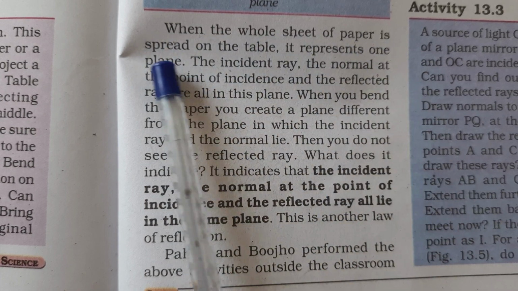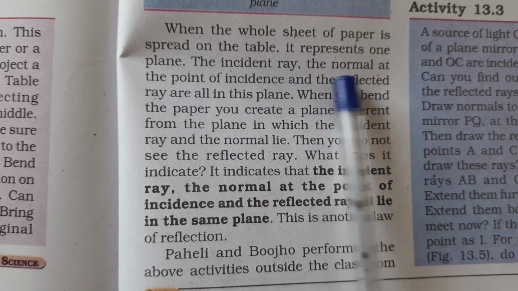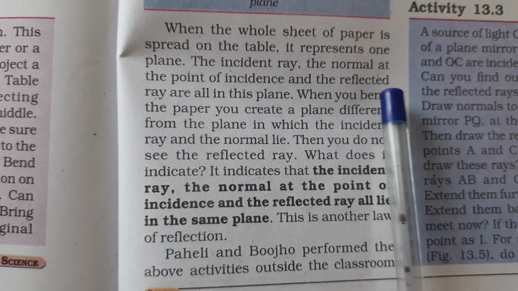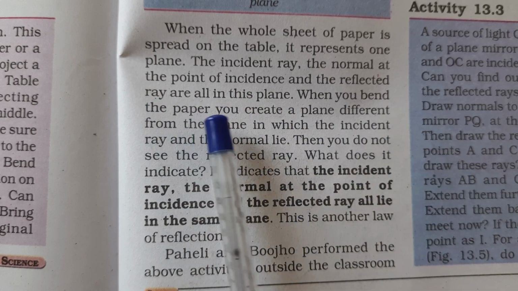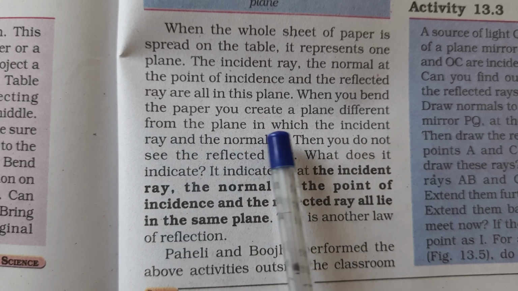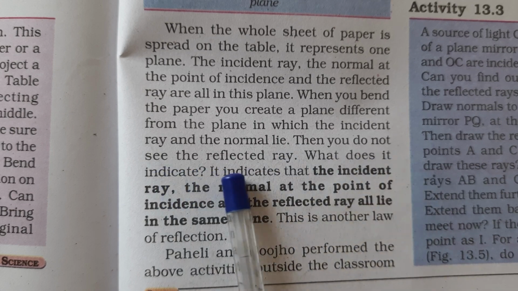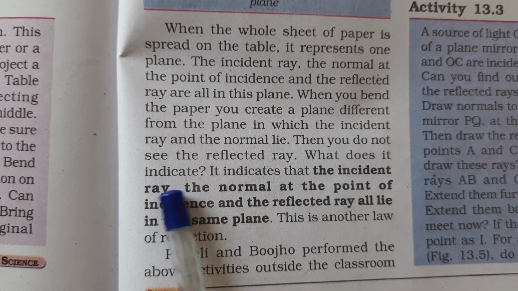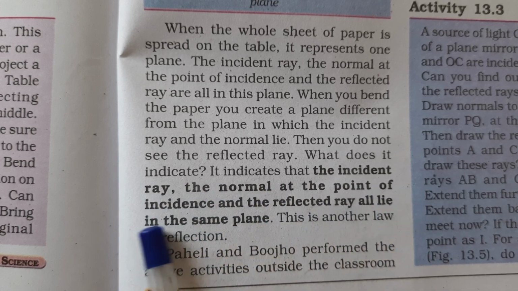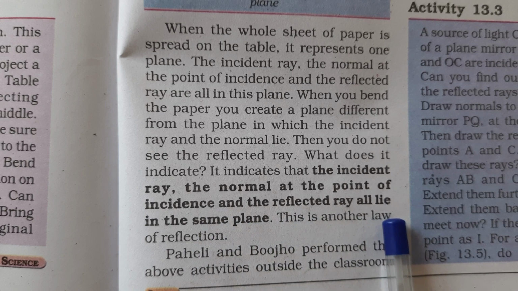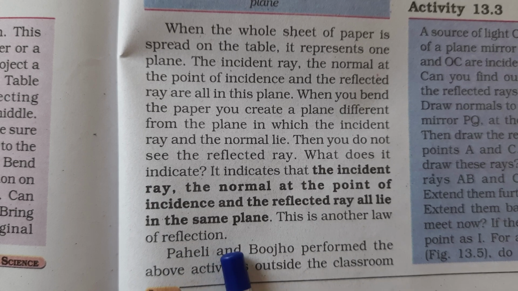When the whole sheet of paper is spread on the table, it represents one plane. The incident ray, the normal at the point of incidence, and the reflected ray are all in this plane. When you bend the paper, you create a plane different from the plane in which the incident ray and the normal lie. Then you do not see the reflected ray. What does it indicate? It indicates that the incident ray, the normal at the point of incidence, and the reflected ray all lie in the same plane. This is another law of reflection.